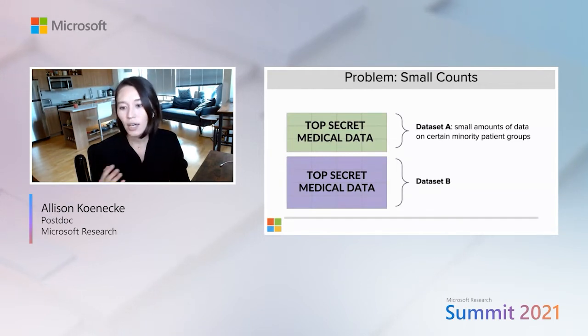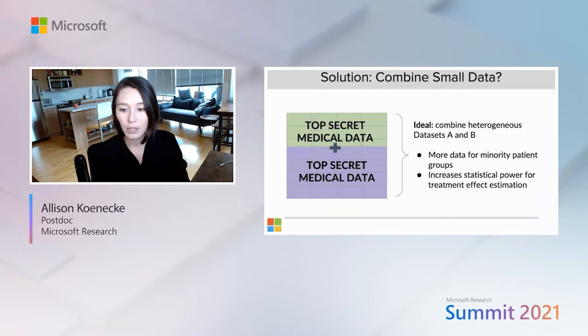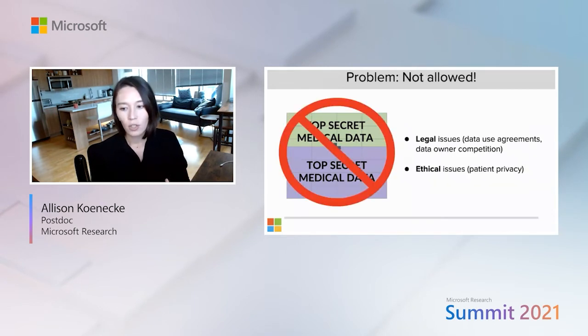And so the kind of obvious solution here is for us to simply combine the data sets. This means that we'll have more data rows that correspond to patients from the smaller subgroups that we want to study. But there's a fundamental issue with doing this in many cases. You can't simply stack the data. So for example, you're not allowed to combine medical claims data from two different companies for legal and ethical reasons. So what method can we develop instead, given that we can't actually combine data rows?